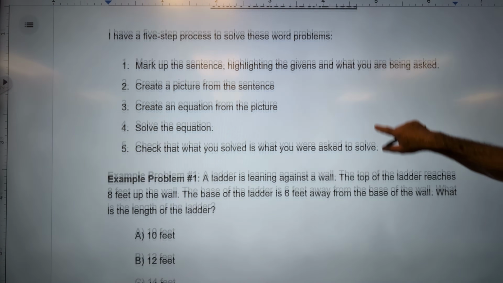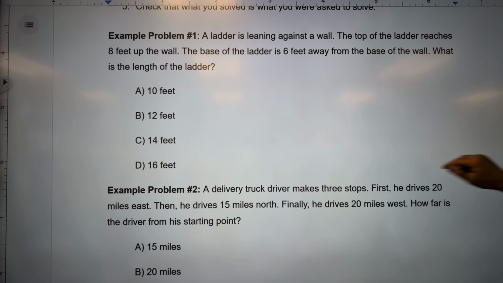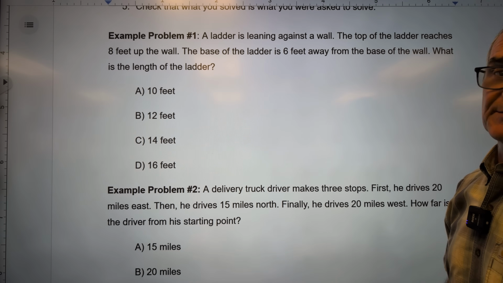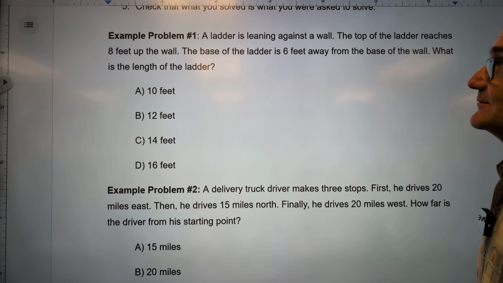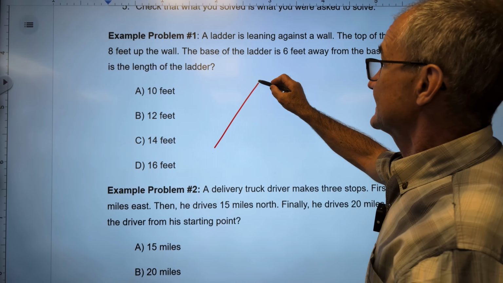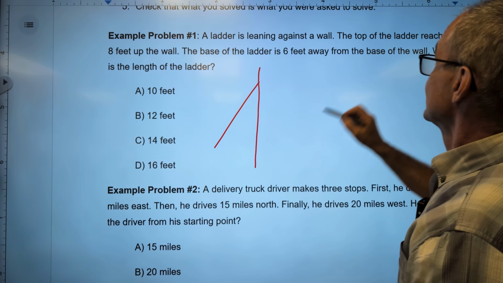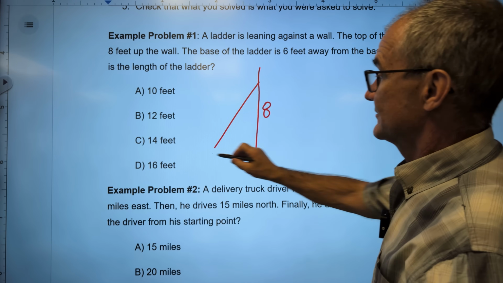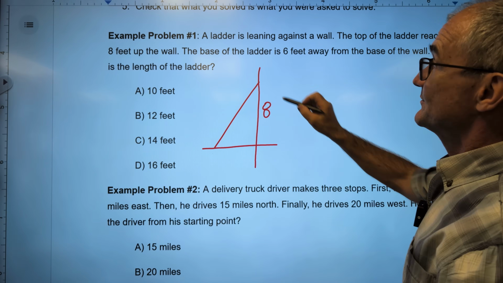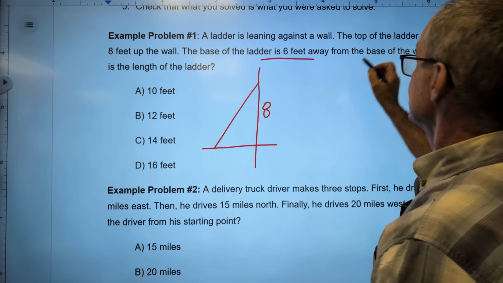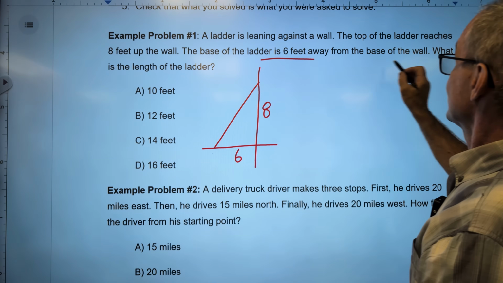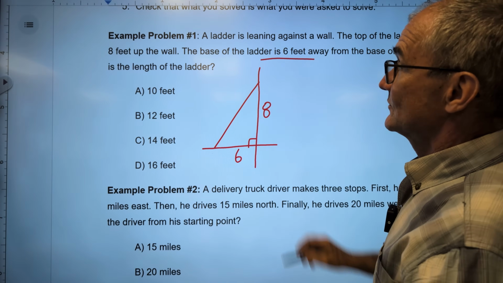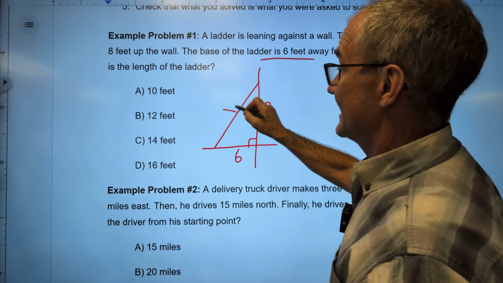So let's apply that to our first example problem right here. These are very typical arithmetic reasoning problems on the ASVAB. A ladder is leaning against a wall. The top of the ladder reaches 8 feet above the wall. The base of the ladder is 6 feet away from the wall. What is the length of the ladder?